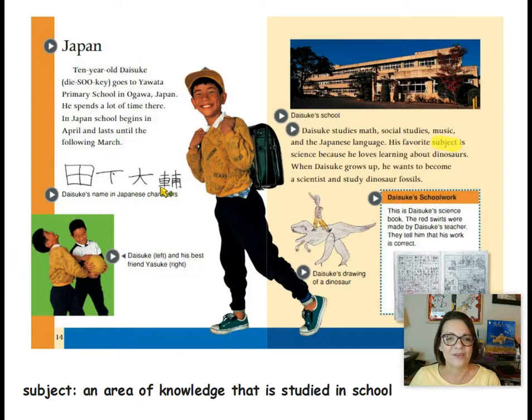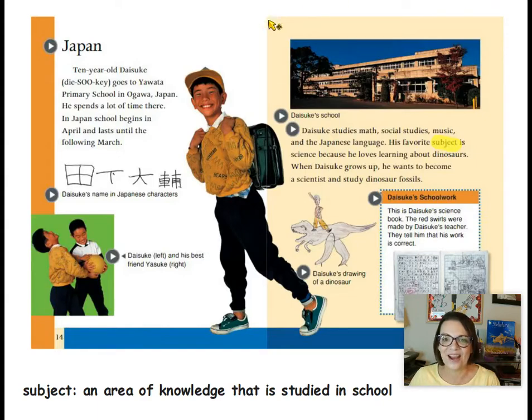And then I can see right here it says Daisuke's name in Japanese characters. So at Daisuke's school, they would be writing in Japanese. And then down here at the bottom, I can see another illustration and it says Daisuke left and his best friend Yasuki on the right. So this would be Daisuke and this would be his friend Yasuki.